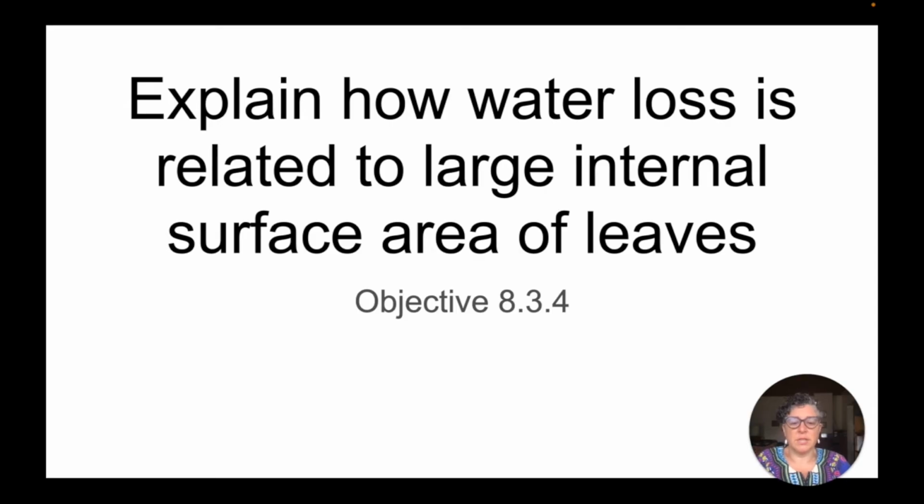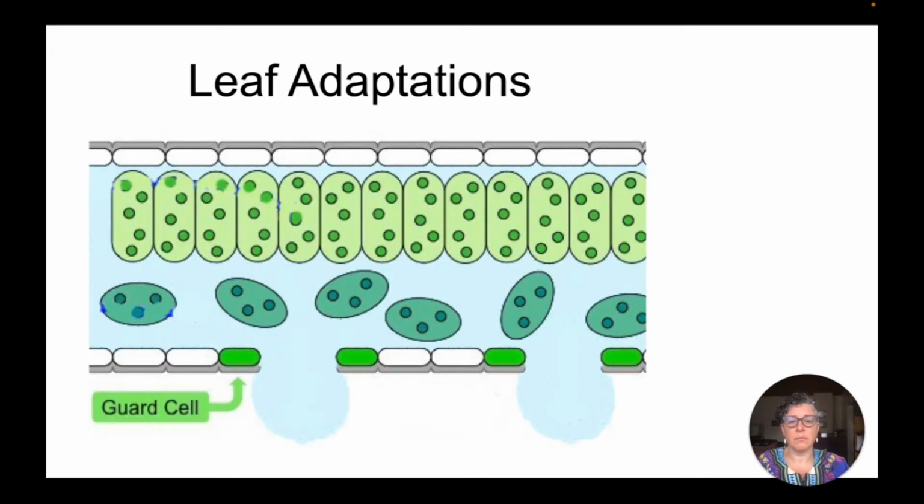This video covers the IGCSE Biology objective 8.3.4 on the 2025 CAIE syllabus: to explain how water loss is related to the large internal surface area of leaves. So let's first talk about the adaptations that relate to this particular objective.